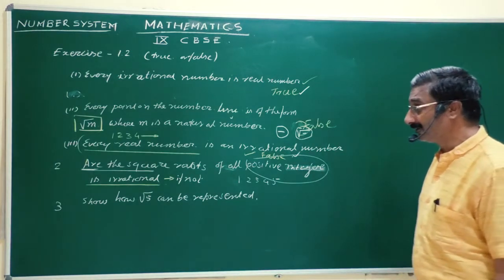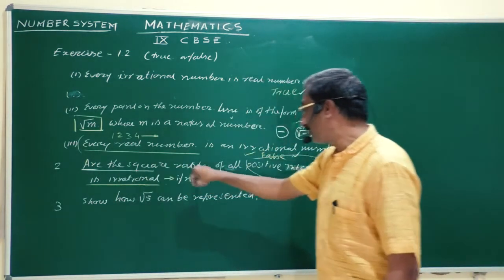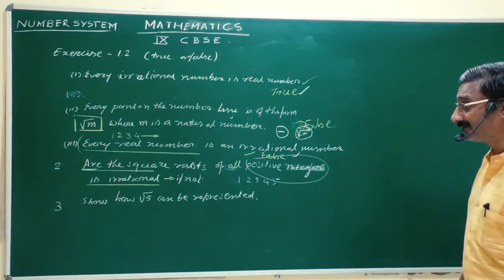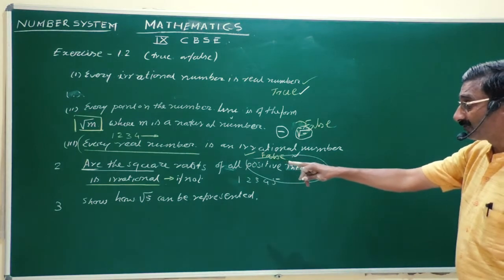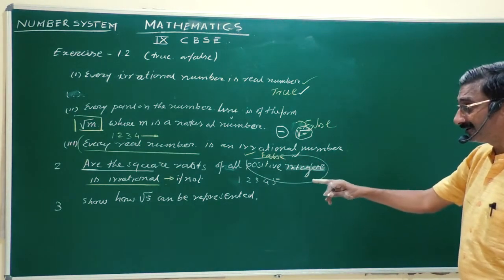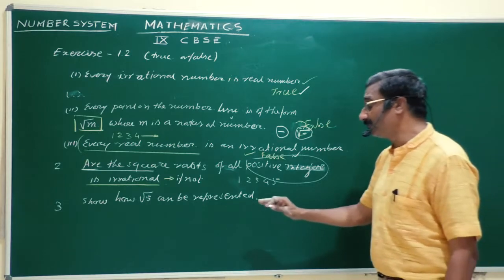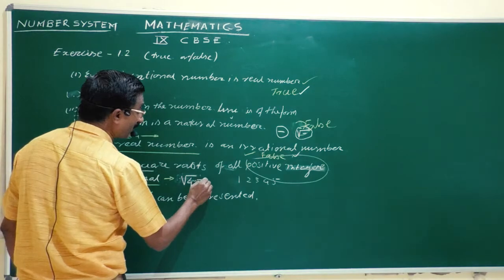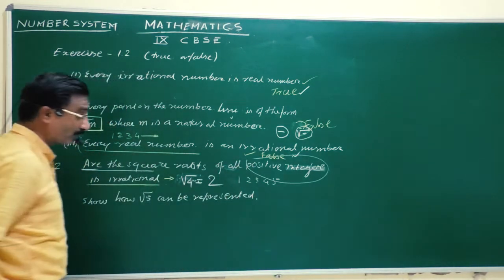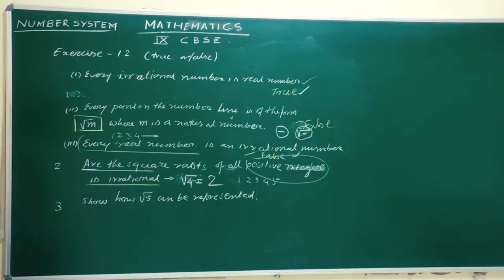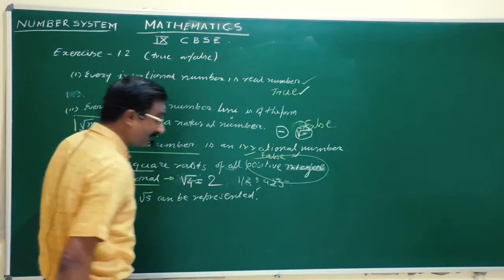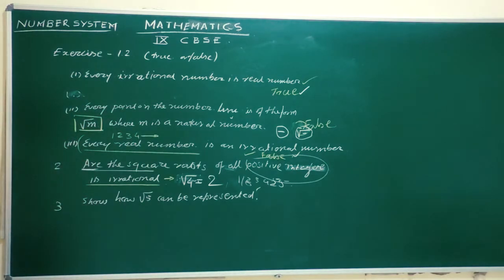Now second question is, are the square roots of all positive integers irrational? No, it is not true, because if you consider under root 4, the square root of 4 is equal to 2, but 2 is a rational number. Similar example, you can take 16, you can take 25. Clear? So this is the example. So the statement you can write down.